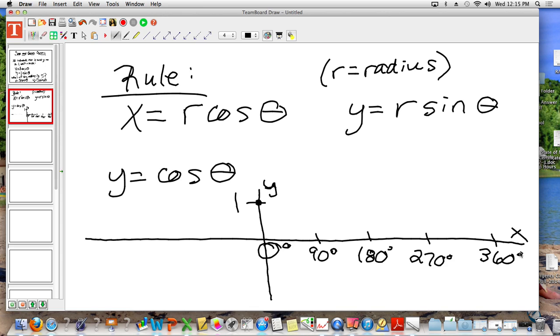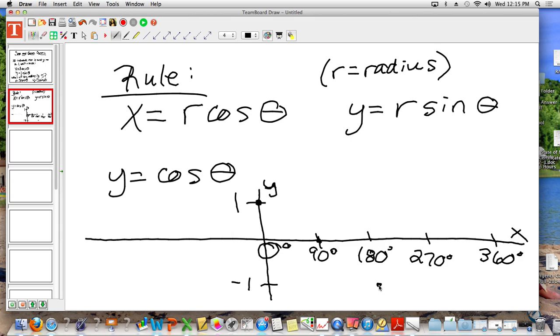So when I take one step to the right to 90 degrees, go to 90 degrees now. What was the cosine value at 90 degrees? Should be 0. What is the cosine value at 180 degrees? Should be -1. So now I'm going to go down to -1 and put a point.